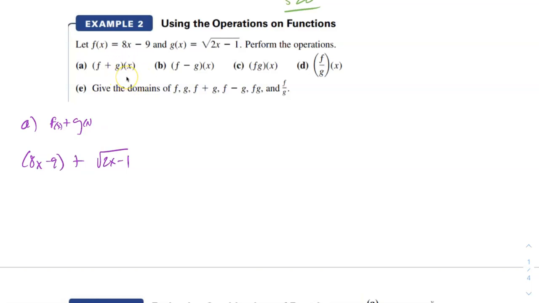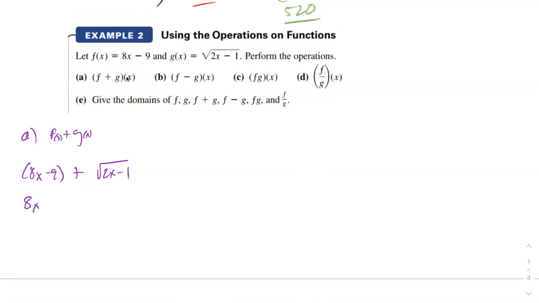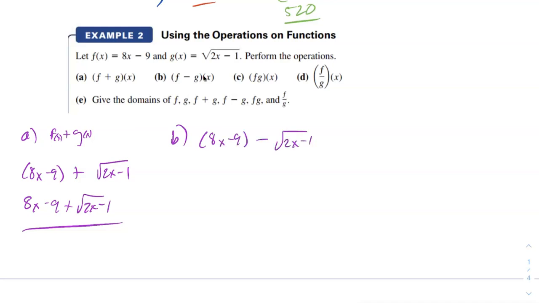And they want me to add them. I can't do anything else. 8x minus 9 plus radical 2x minus 1. That's it. Can't do anything else. B, f minus g, so similar idea. f is 8x minus 9 minus g, which is radical 2x minus 1. And again, there's nothing else I could do. It's just the way the answer is.